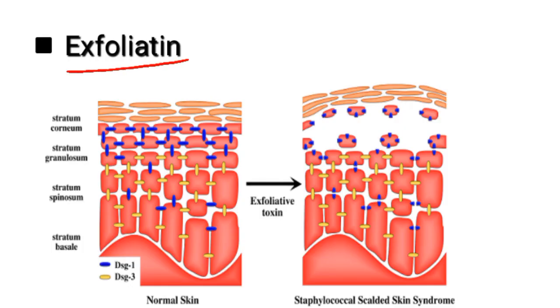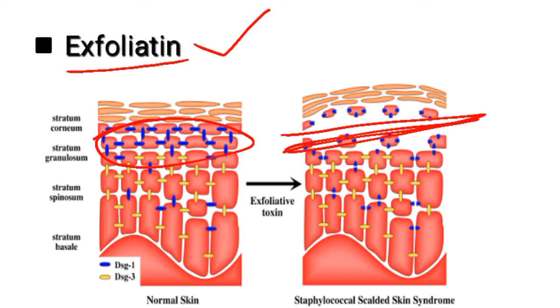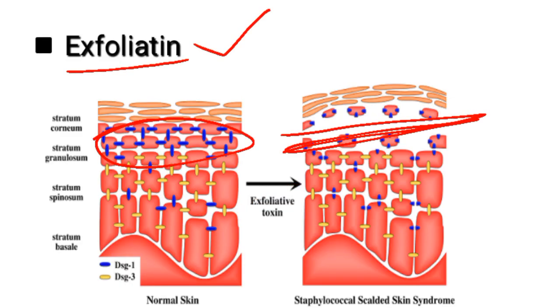Another exotoxin produced by Staph aureus is exfoliatin. This exfoliatin causes scalded skin syndrome. What does that mean? Actually, exfoliatin is a protease that cleaves desmoglein in the desmosome, and hence it will separate the epidermis at the granular layer. In scalded skin syndrome, as you can see here, the skin is sloughed off. Epidermolysis occurs, meaning lysis of the epidermis occurs in scalded skin syndrome.